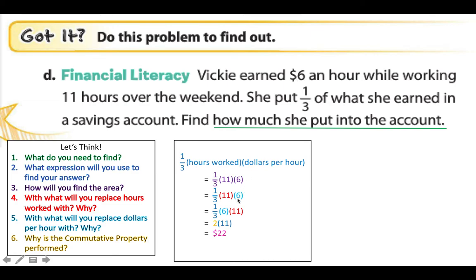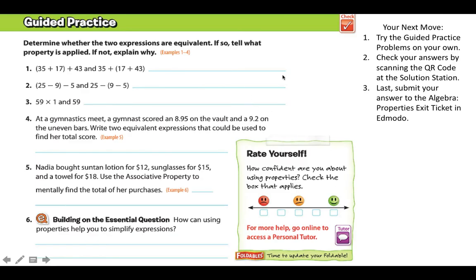Now, we're going to use the commutative property and switch the 6 and the 11 around because it's easier to find 1/3 of 6. 1/3 of 6 is 2, and we can easily multiply 2 times 11 and get 22. Again, notice we use the commutative property by switching the 6 and the 11 so that we can multiply easier. So the answer, how much did she put into her account? Was $22.